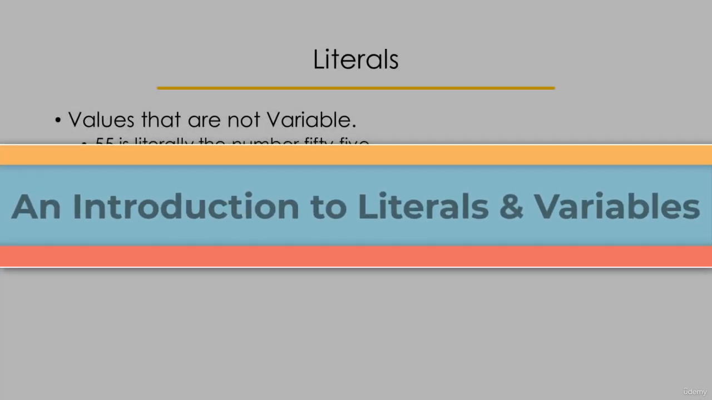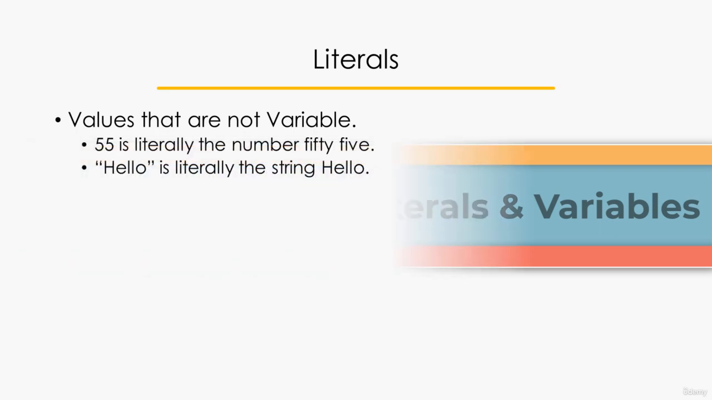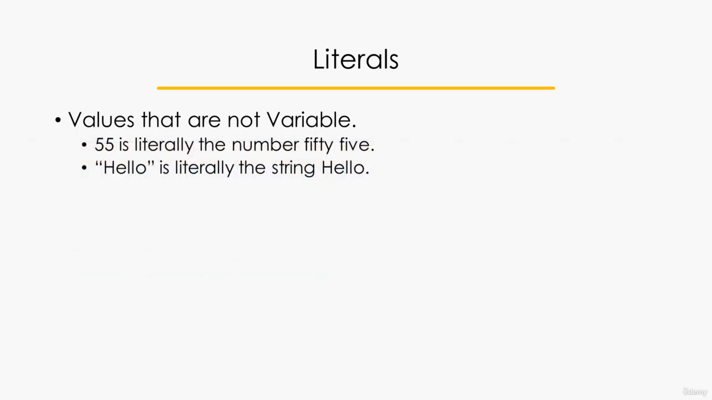In this video I'm going to introduce literals and variables. A literal is a value that is not a variable. So 55 is literally the number 55. Hello is literally the string hello. Sometimes you do want values that are variable, such as age, for example. Every year you add 1 to your age, or you increment your age.